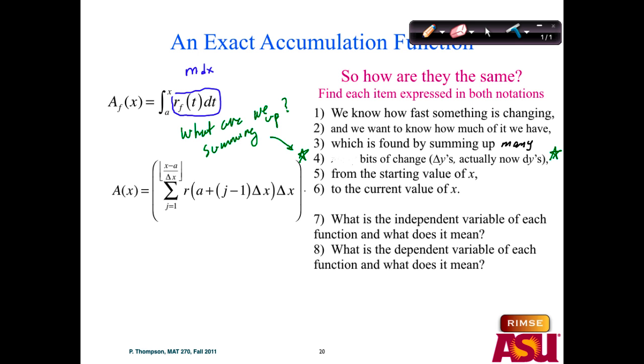Because since we know how fast something's going, we want to know how much it is. Right? And what is the key to that? So now we found the key. The key is we can know how much we have if we know how fast it's changing. That's the key. Make the moments really small. And mathematically, how do we represent that? Integral.